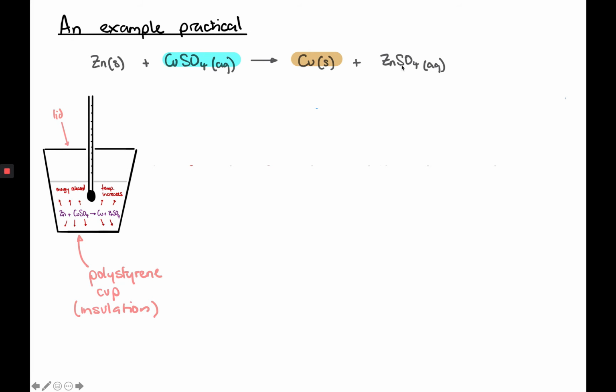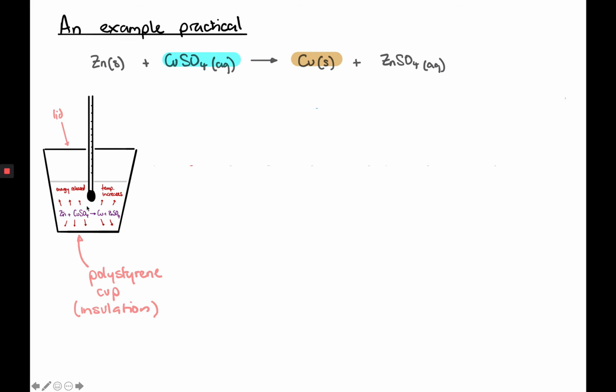But if we just look back to our state symbols, we've got aqueous on both sides. And of course, we've got a polystyrene cup. So basically, this is mostly water. So the thing to bear in mind is, yes, we've got copper sulfate, but even in that copper sulfate, the vast majority of it will be water molecules. And so this reaction takes place. Water does not feature in the reaction. Okay, water is the environment in which the reaction is taking place, which means that the water is the surroundings, or is the immediate surroundings.